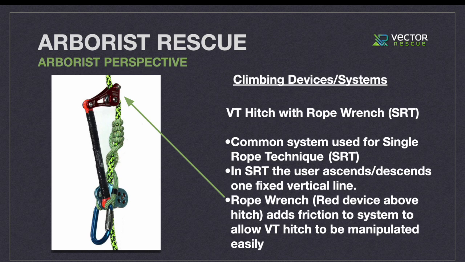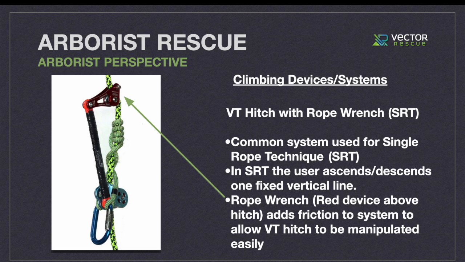So this is an example of a single rope system with a VT hitch and a rope wrench. This is a very common system used in the ARB industry for single rope technique. In SRT climbing, the user is ascending and descending on one fixed vertical line. That line is terminated either in the canopy of a tree or back down on the ground, and they're moving up and down that fixed vertical line. The red device above the VT hitch is called a rope wrench, and that adds extra friction. I've read that it takes almost 50% of the user's weight, so it's split between the friction hitch and that rope wrench.